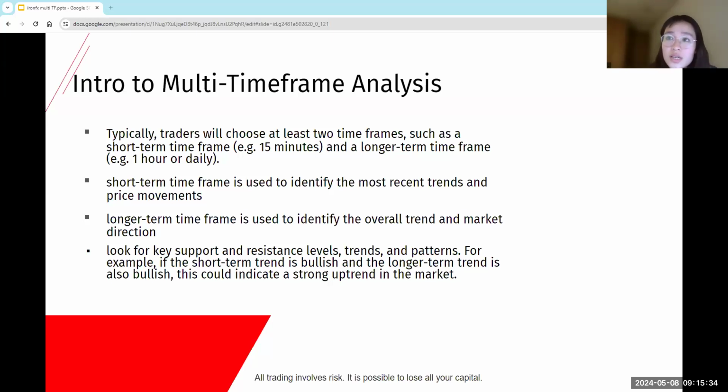So overall, multi-time frame analysis can help a beginner trader gain a better understanding of the market and make more informed trading decisions by looking at the bigger picture and analyzing trends and patterns from multiple time frames.